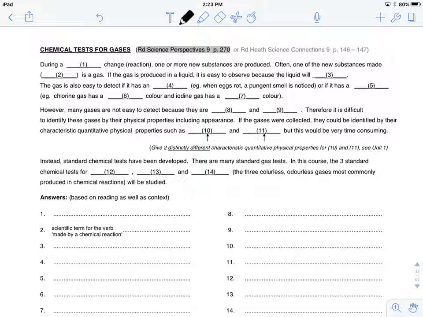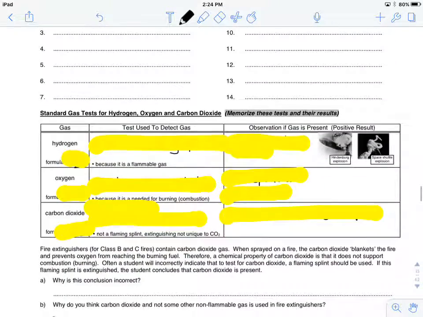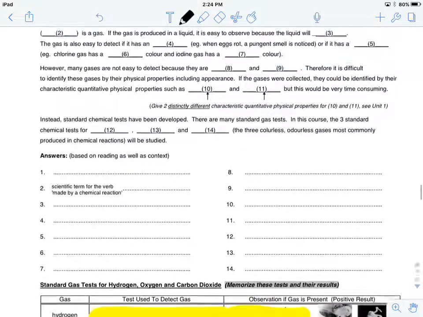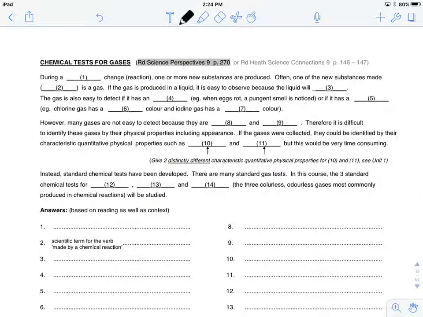Okay, so this lesson right here. You probably could figure out for yourself if you use the context between the words, but we're just going to go through this quickly. This is a fill-in-the-blank note. And then down here we've got a couple of rules that we can look at when we're detecting gases. The whole premise is that when a gas is produced in a chemical reaction, we want to be able to find out what gas it is. Some gases we can identify, some gases we can't.